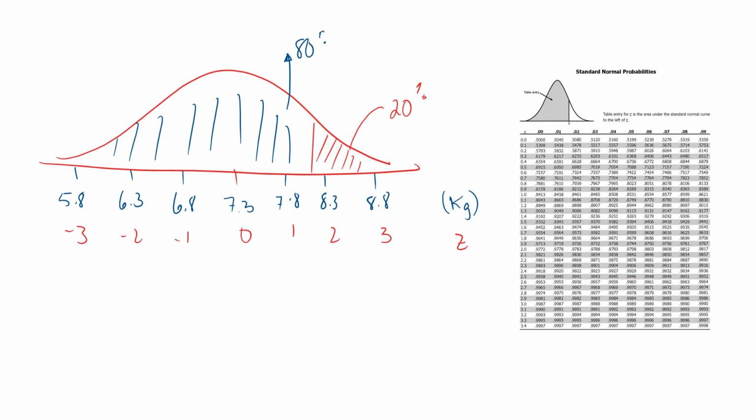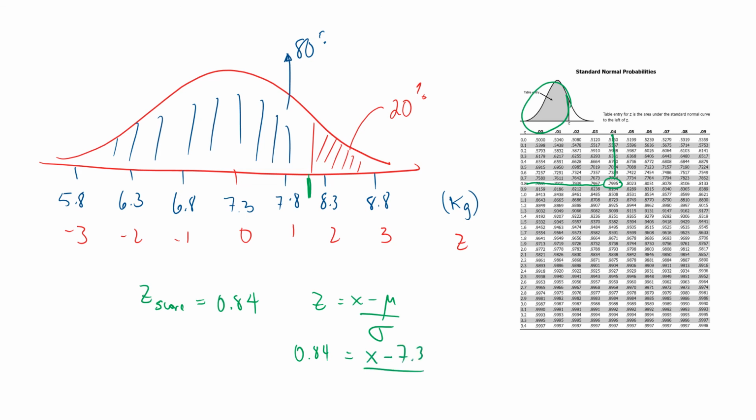So now be careful, which of the percentages are we going to look up? We are looking at the value to the left of the weight. So that means we're looking up 80% in this case. And 80% is about right here, 0.7995. So that's 0.84. So the z-score is 0.84. That doesn't tell you the weight though, that's just the z-score. So again, we're going to use our formula to figure that out. 0.84 equals the weight minus the average over the standard deviation.